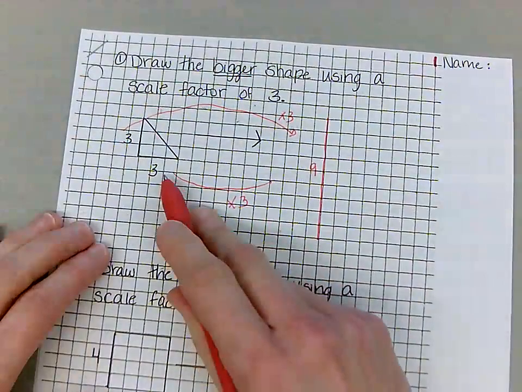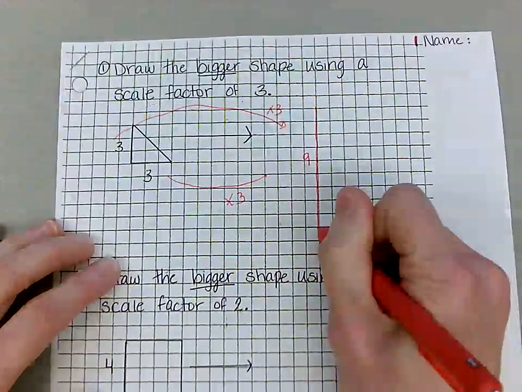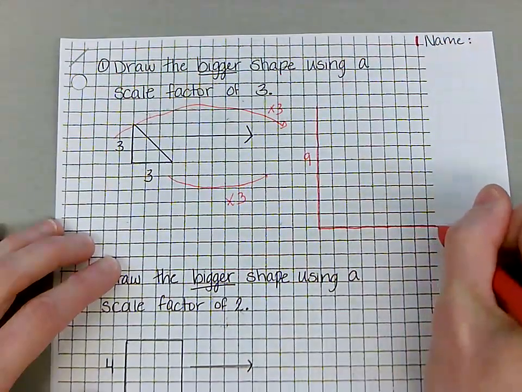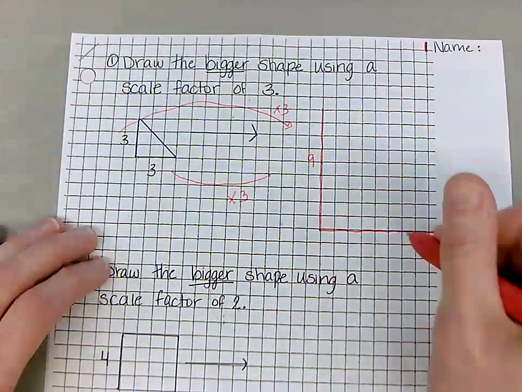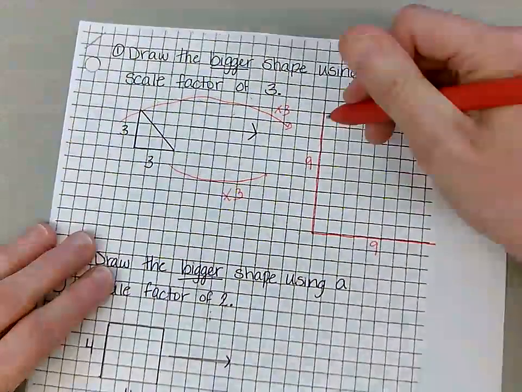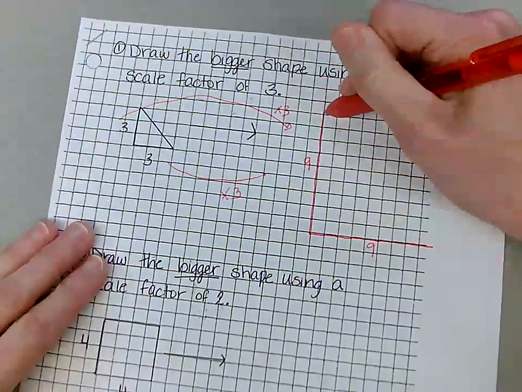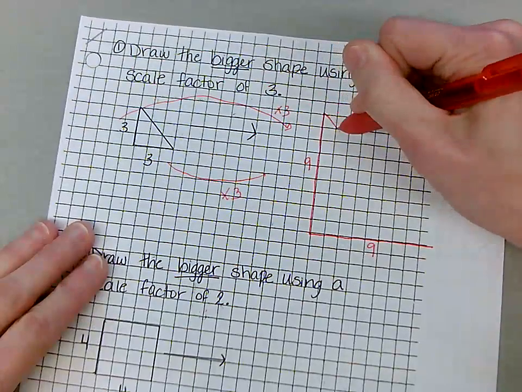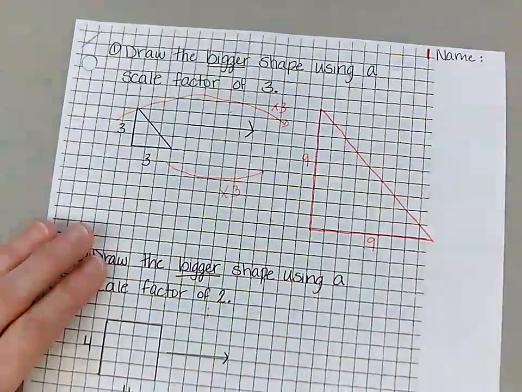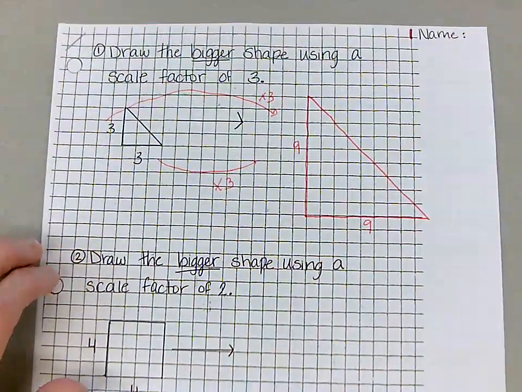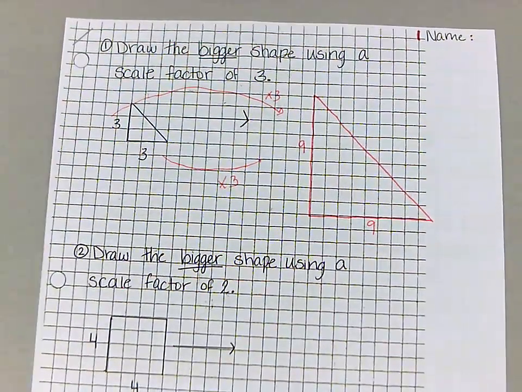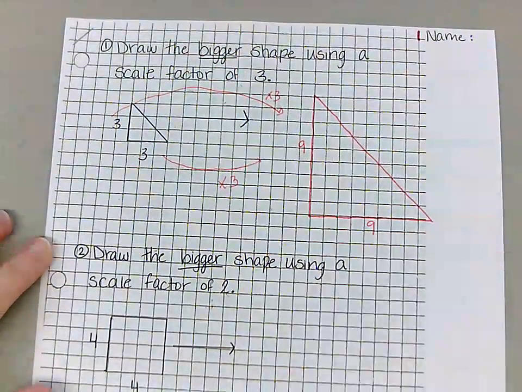And we're going to do the same thing for the base. 1, 2, 3, 4, 5, 6, 7, 8, 9. Just cutting it off a little bit there. This is also going to be 9. And best you can, connect that last side there. Just like that. So now your triangle, your shape, is 3 times bigger, scale factor of 3. And again, it's in the directions, draw the bigger shape.